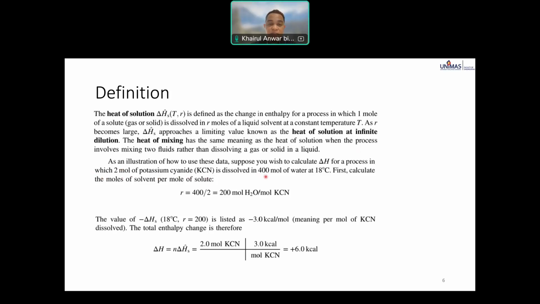First we calculate the moles of solvent per mole of solute. The solvent refers to the water, the solute is the potassium cyanide. So 400 divided by 2, we have r equal to 200 moles H2O per mole of solute. The value of delta Hs at r equal to 200 is listed as -3 kJ per mole. It means that this is per mole of solute that is dissolved.